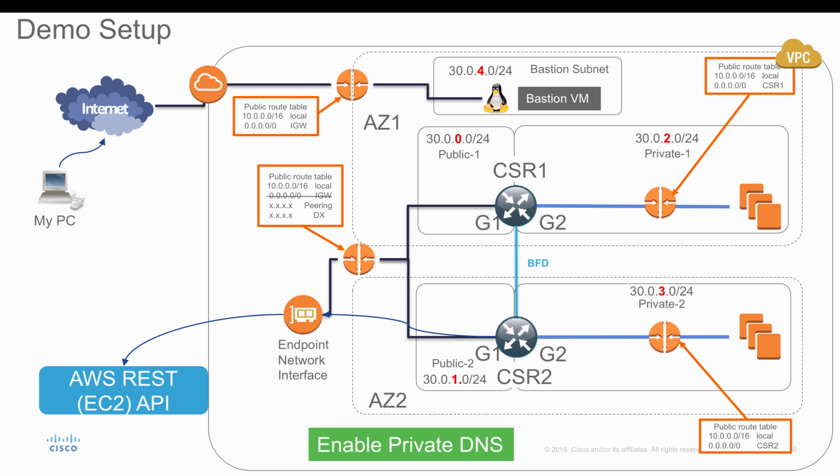So let's jump into the demo. I'm going to show you how the HA works currently, and I'm going to show you how to transform the current HA by removing the internet gateway, by enabling private link, and make sure that it still works.